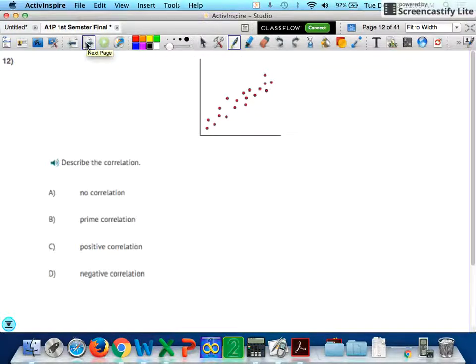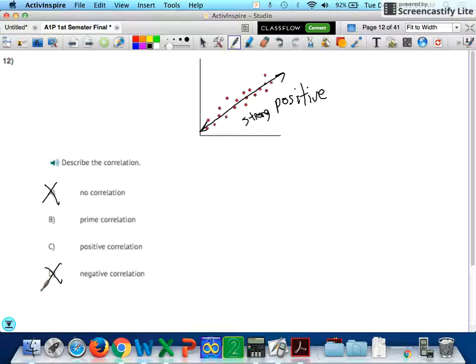Number 12, describe the correlation. Well, I see that this goes up, so I'm looking for anything that says positive. Honestly, this threw me off for a loop for a second because when I think describe the correlation, I think that there should be another word, maybe strong or weak, but that doesn't show up down here. No correlation? Well, no, it definitely has correlation. You can tell it's positive. Again, you can tell it's positive.